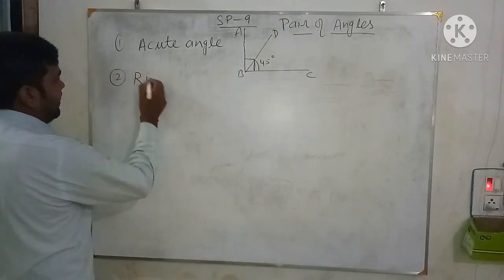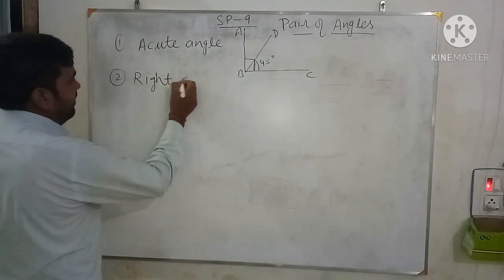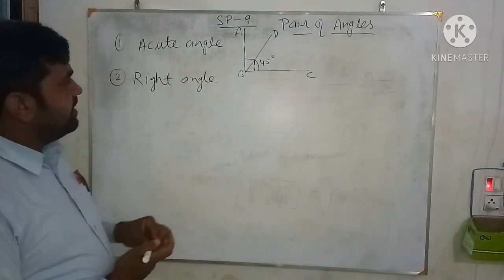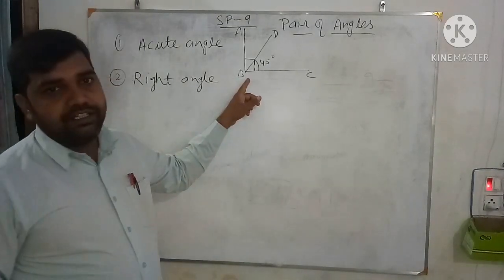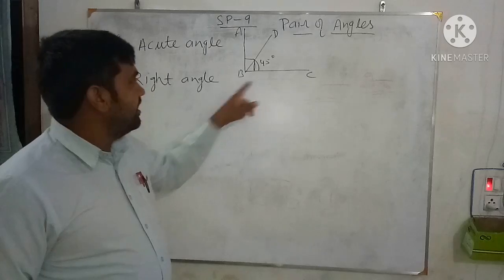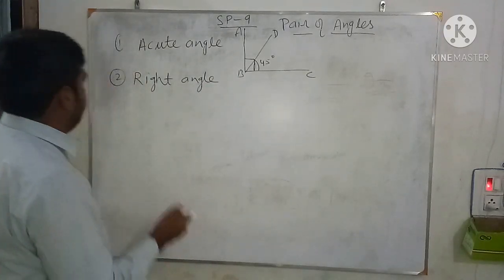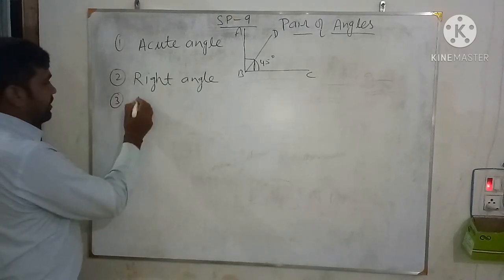Right angle. The second one we consider is the right angle. So an angle whose measurement is exactly 90 degree, that is called the right angle. Right angle ABC is 90 degree. Now the third one is the obtuse angle.